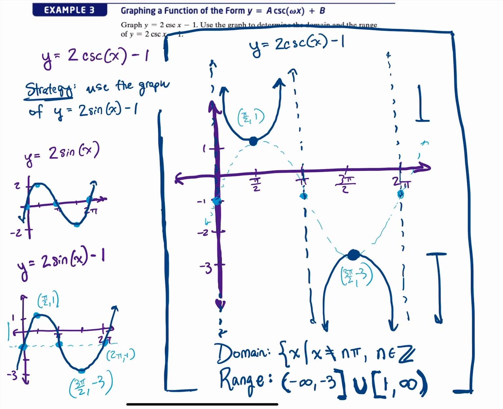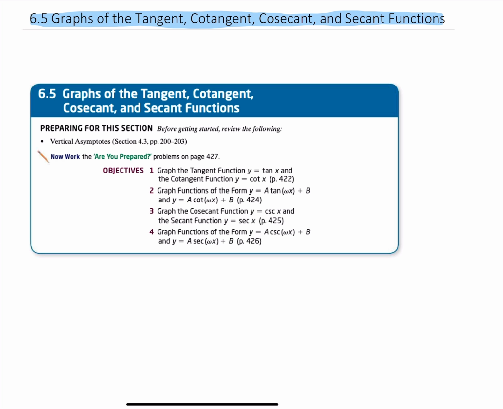Okay, so that's it for this section. We covered the graph of the tangent function and the cotangent function and transformations of those two. And then we looked at the graph of the cosecant and the secant and also associated transformations. So next time we'll look at horizontal transformations, which we will describe as a phase shift. So we'll go into that in our next video.